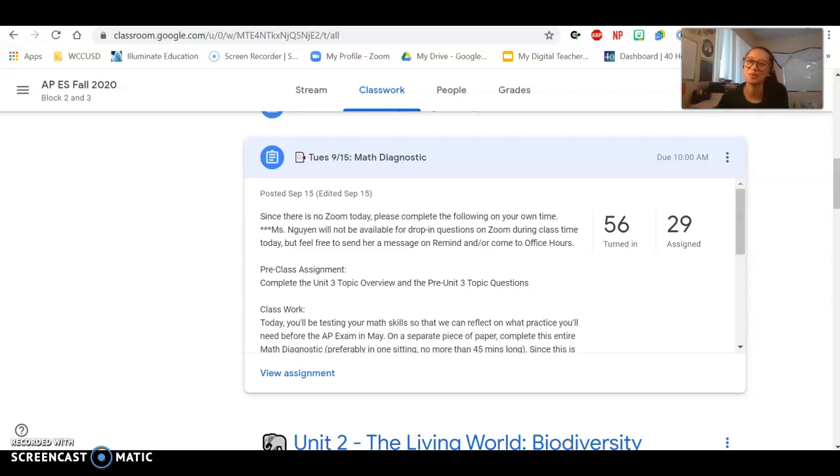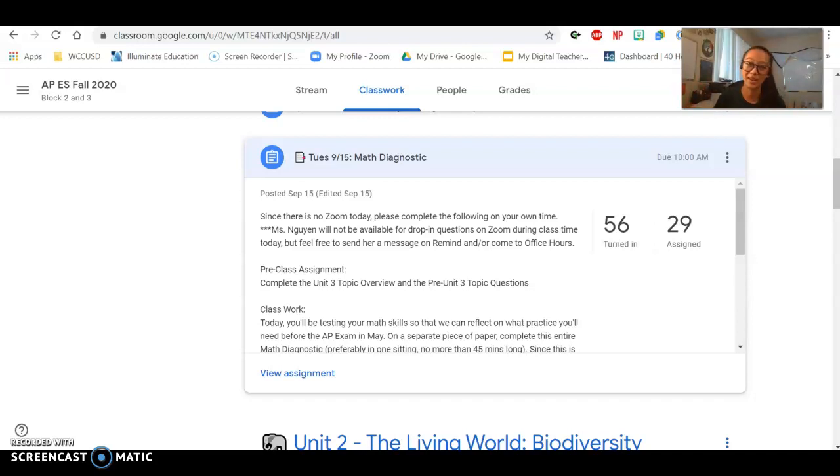Hi everyone. So there was no class on Tuesday, September 15th, but I did have you do a math diagnostic. This is because one of the FRQs on the AP exam is going to be based on some math calculations and showing those, and then you might see some more math on the AP test for the multiple choice questions as well.